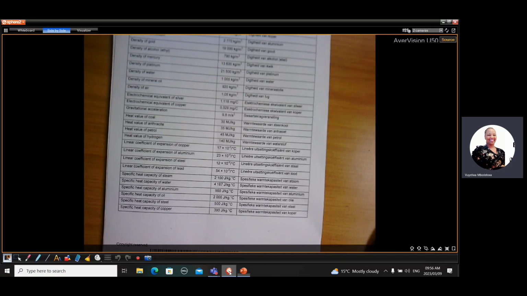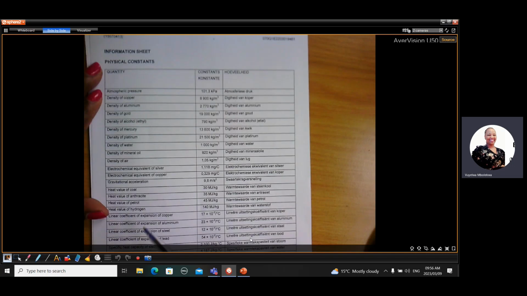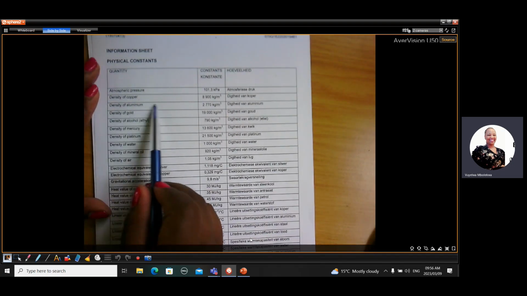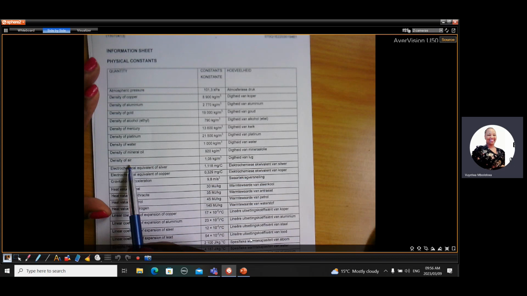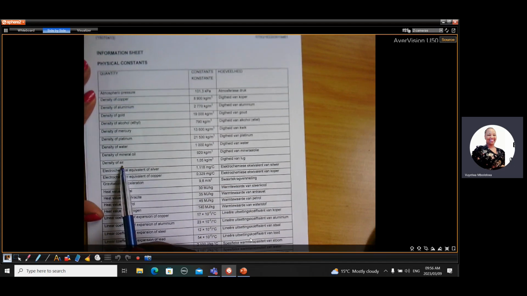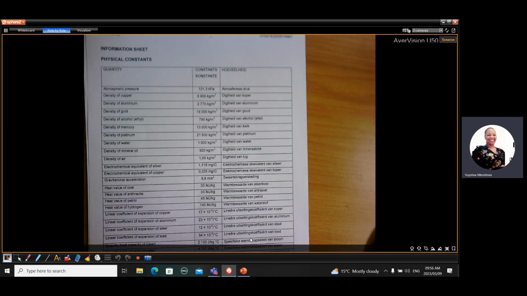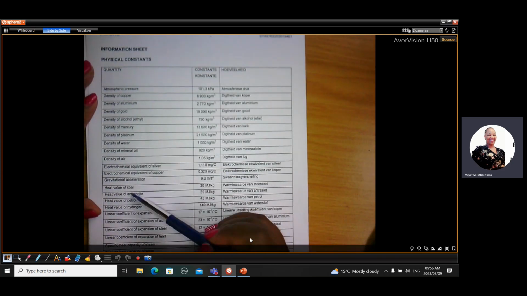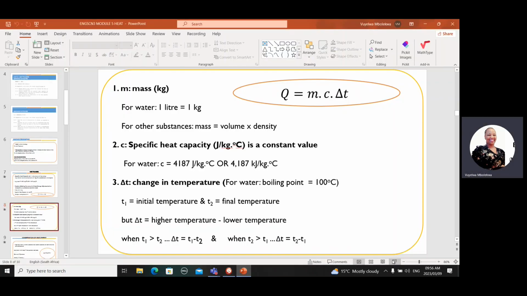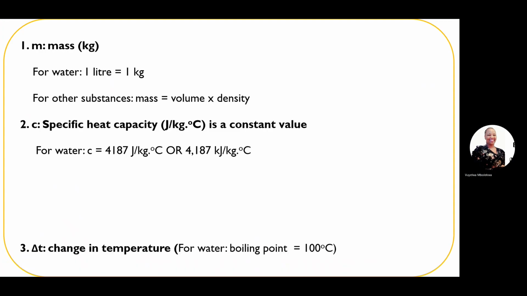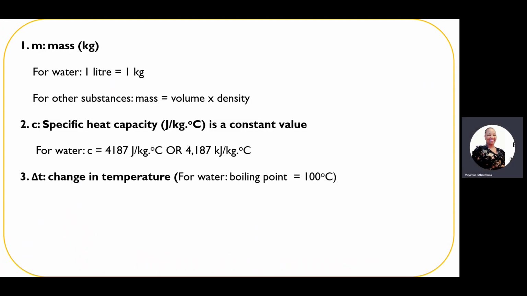So the densities of specific substances are also given here. You've got the density of aluminium, density of gold, of alcohol, of mercury, of platinum, of water, of oil, mineral oil, of air. So they just need to mention what substance it is, and then you come and you get the density from this page. Okay, so the specific heat capacity is a constant value given on that page.